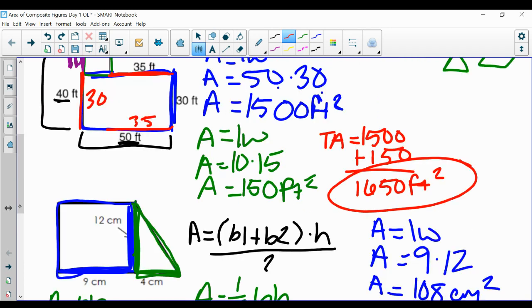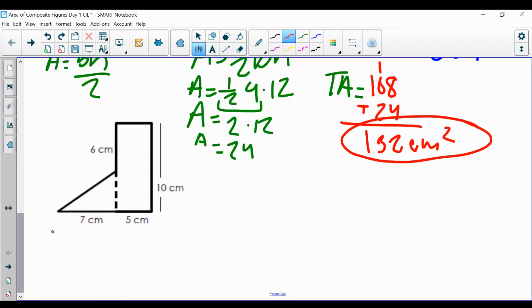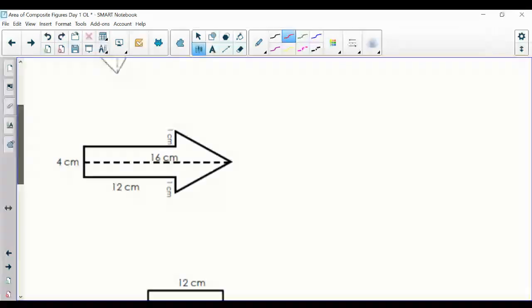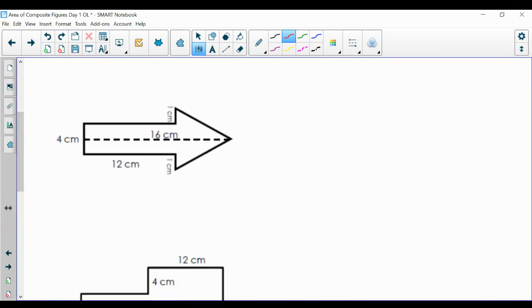All right. So your homework is going to be to work on this shape. And then I'm going to show you one more. I want to do this arrow with you, and then the rest of it will be your homework as well.